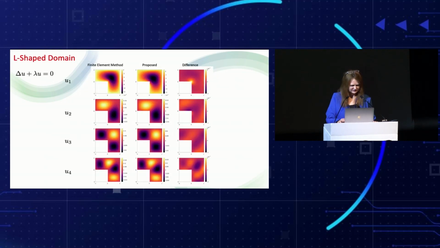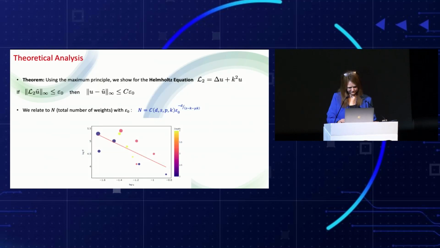And the last example is the L-shaped domain. We compared ourselves to the finite element method, and we see that we get very, very close results to the finite element method, which in this case we take as the ground truth. So in this case, we showed that the method works.